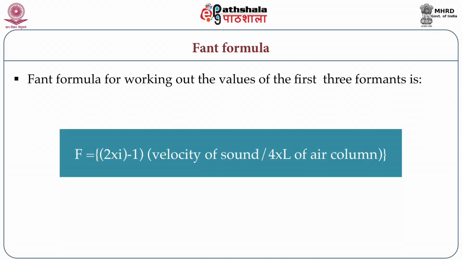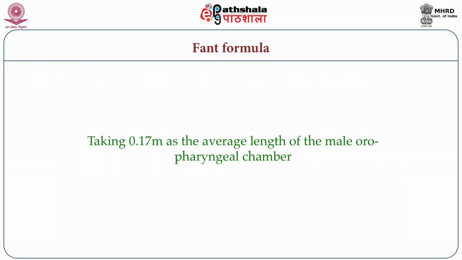And then whether this is the first formant or the second formant or the third formant, because we know the first, second and the third, they are different in size and shape and so on and so forth. So taking 17 centimeters or 0.17 meters as the average length of the male oropharyngeal chamber, you can convert these into numbers and see what you get.